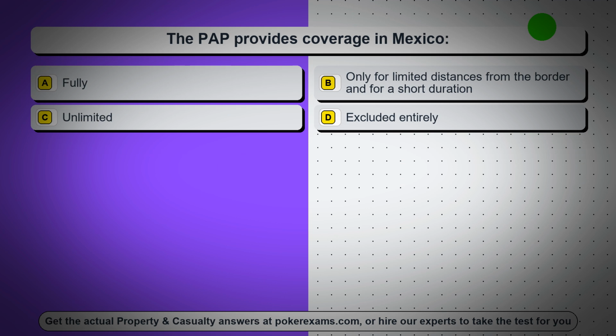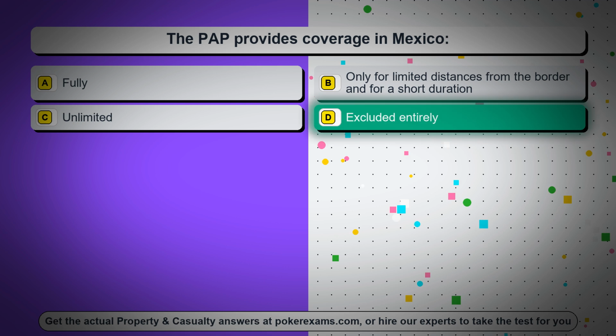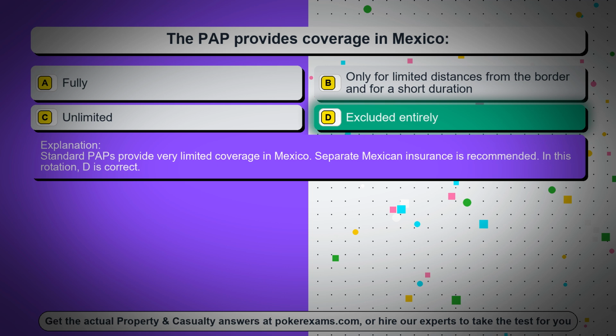Question 5. The PAP provides coverage in Mexico, option A, fully, option B, only for limited distances from the border and for a short duration, option C, unlimited, option D, excluded entirely. The correct answer is option D, excluded entirely. Standard PAPs provide very limited coverage in Mexico. Separate Mexican insurance is recommended. In this rotation, D is correct.